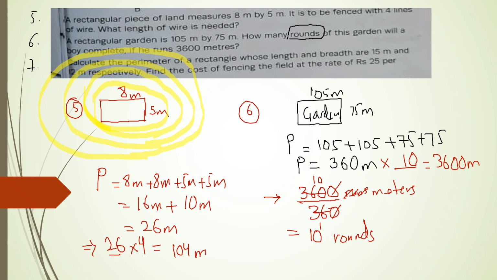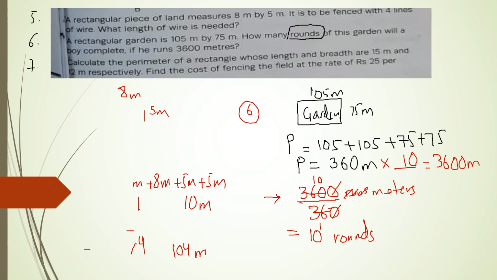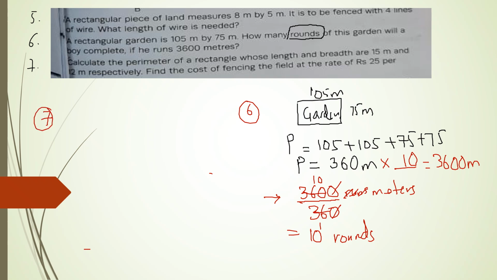Now moving to the next question, I will erase this and I will solve it here. Okay, the next question says, calculate the perimeter of a rectangle whose length and breadth are 15 meter and 12 meter respectively. Find the cost of fencing the field at the rate of 25 per meter. Now again, he has asked you to find the perimeter. So you directly have to find the perimeter.